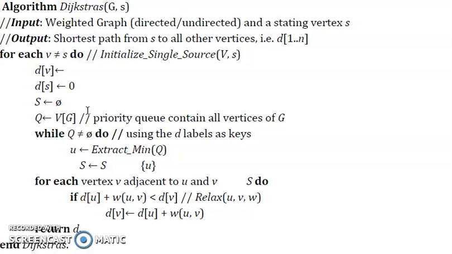Because first and foremost, we are going to find the minimum edge. Then, based upon this, you are going to have certain priority. So while Q is not equal to null, meaning until all the vertices are visited, we will try to extract the minimum value.